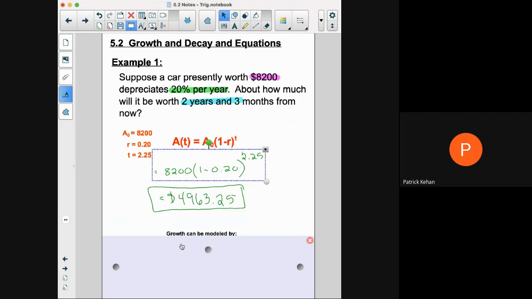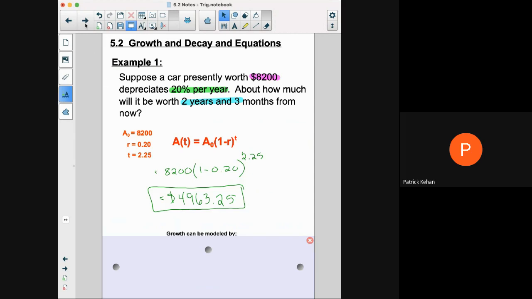So when you're showing work for this, it's key that off on the side, you identify these values, and you definitely set up the exponential decay model with the values inside it before you produce a final answer here, right? And then clearly we should write, the car will be worth $4,963.25 in 2 years and 3 months, right?